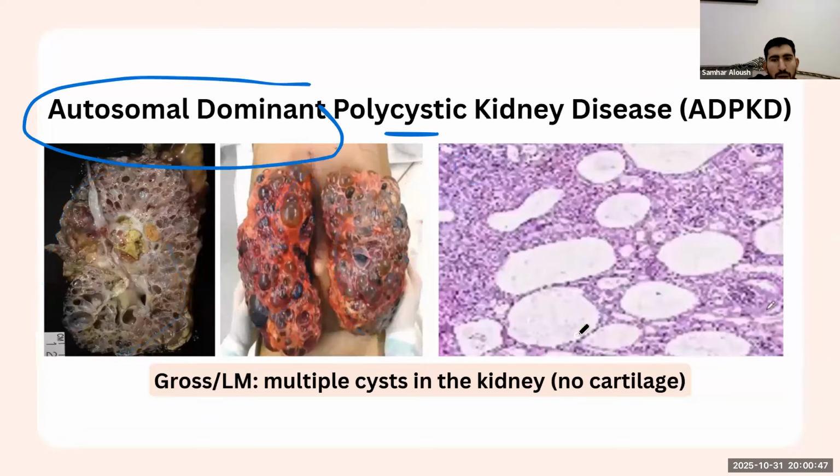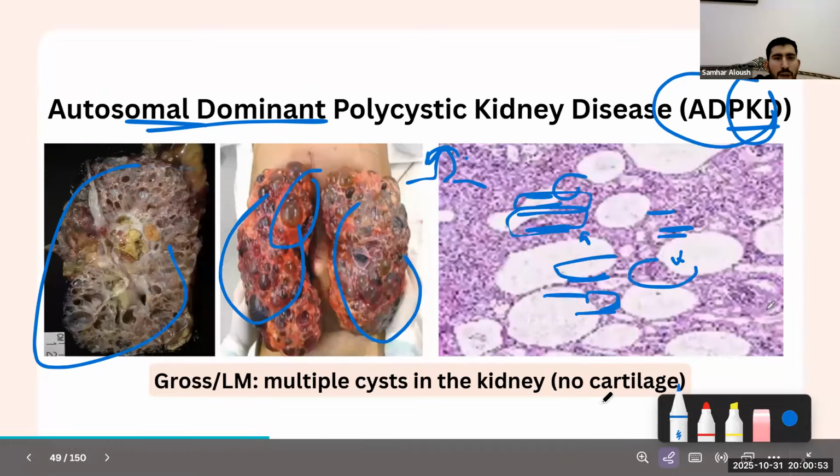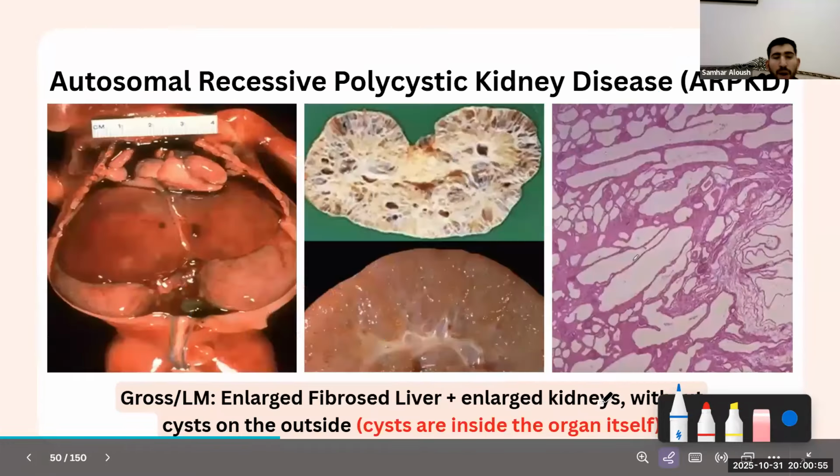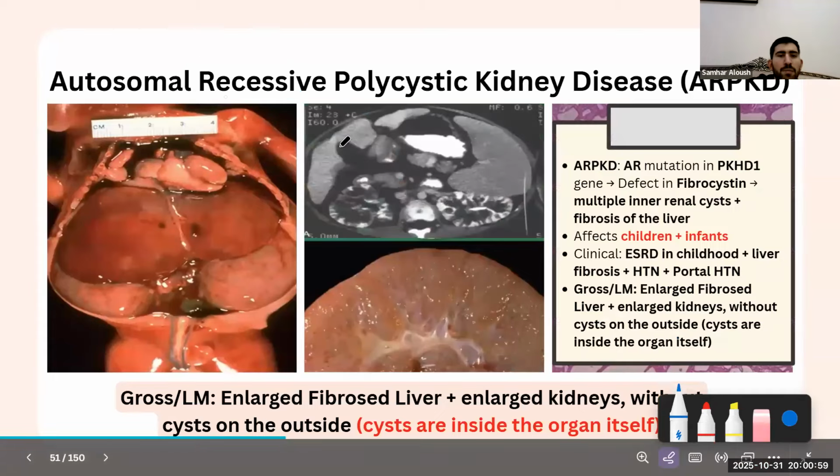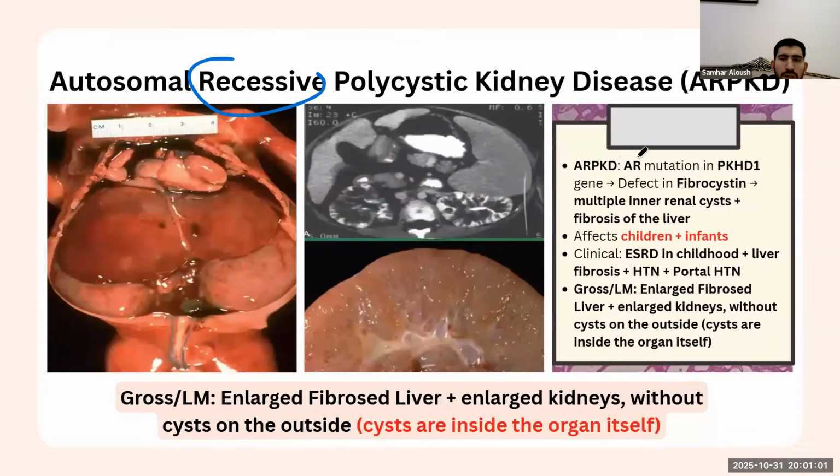On light microscopy we will have multiple cysts on liver وكدني, بس ما في cartilage. That's important. Okay, that's autosomal dominant polycystic kidney disease. Now we have another disease called autosomal recessive polycystic kidney disease. من الاسم autosomal recessive, so it's an autosomal recessive mutation.